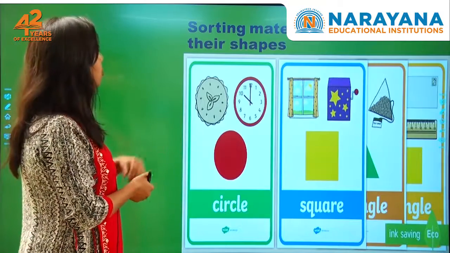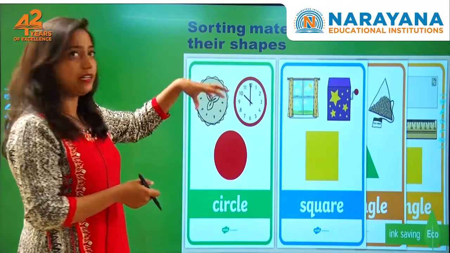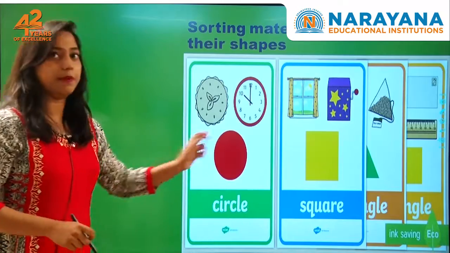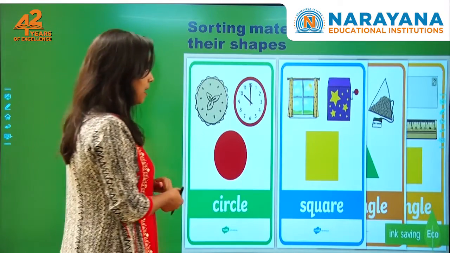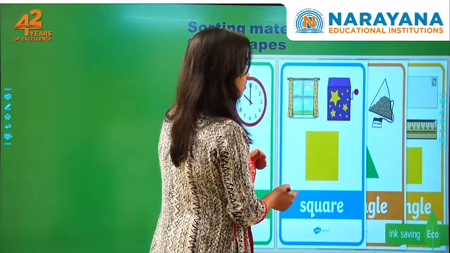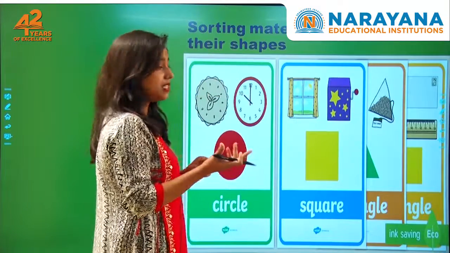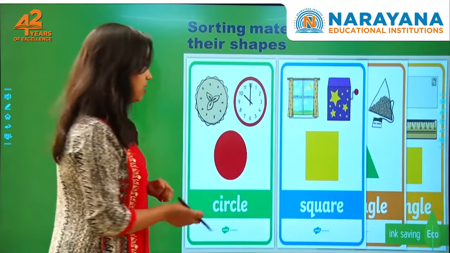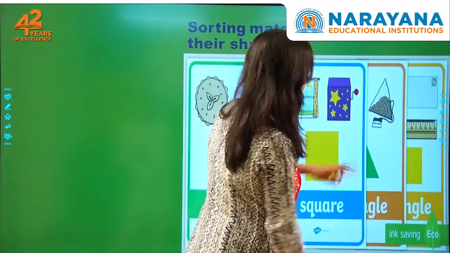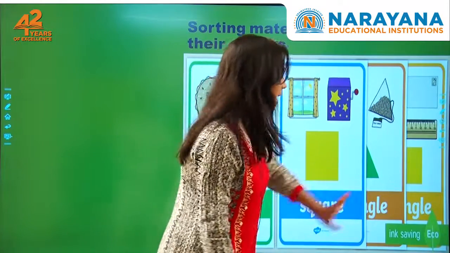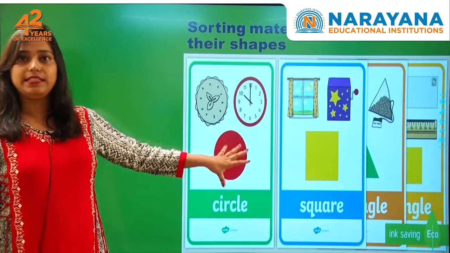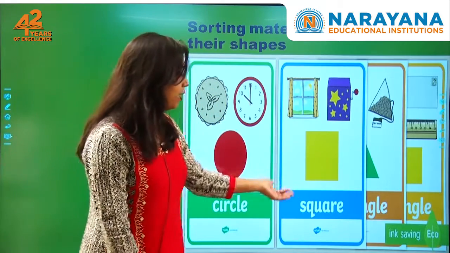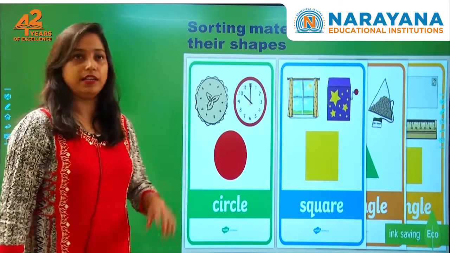Fine. So now we are sorting all the materials according to their shape. You can see all the materials here, and which shape they are. This is a circle, obviously. Now this is a square. This is your window, this is I think a dustbin, and this is a simple piece of paper which is square in shape. Okay, now this thing is a triangle in shape. You can see the angles over there. So we have sorted these things according to their shapes. For example, your circle, your square, and your angle, that is the triangle.